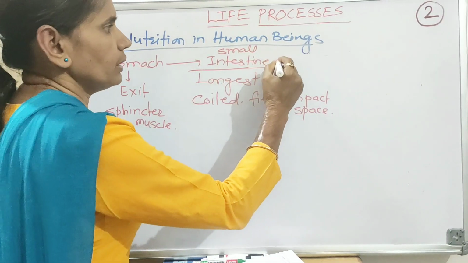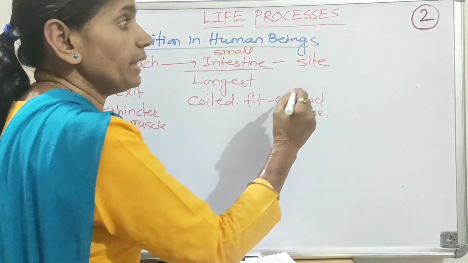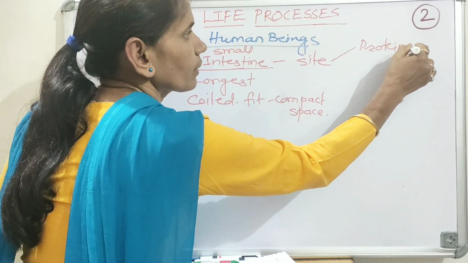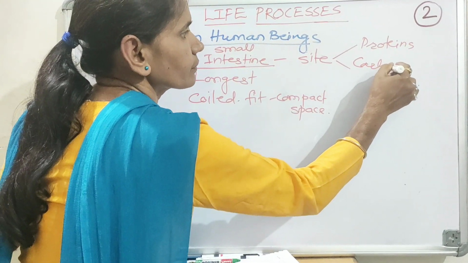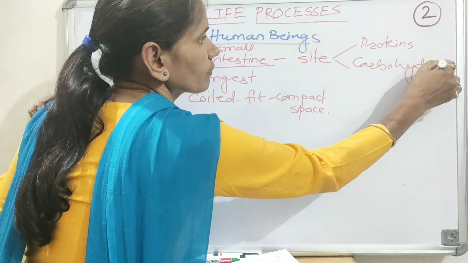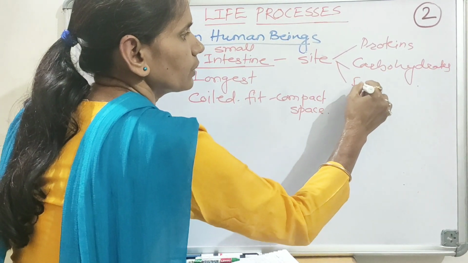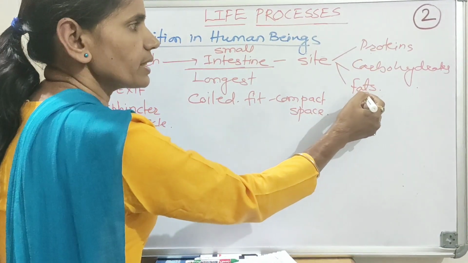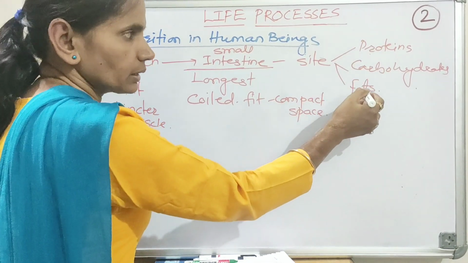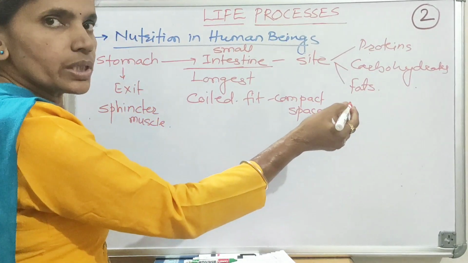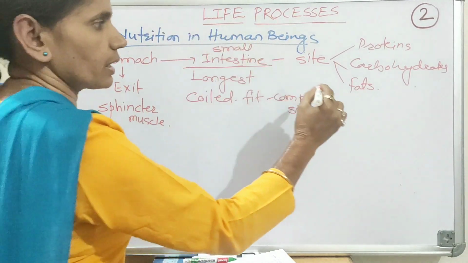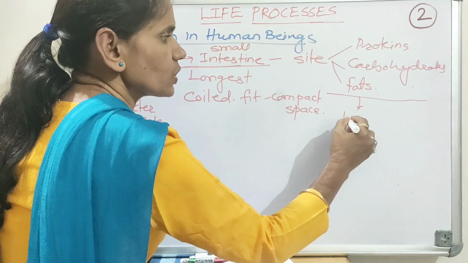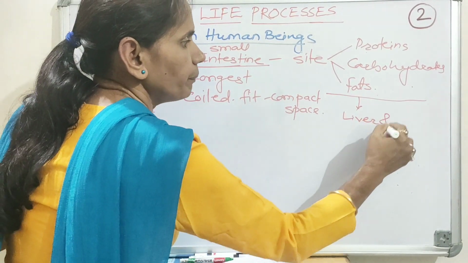The small intestine is a site of complete digestion of proteins, carbohydrates and fats. So the major components of the food, that is proteins, carbohydrates and fats, these are the complex components that are digested into the simpler ones in the small intestine. Now this complete digestion is achieved by the secretions from liver and pancreas.